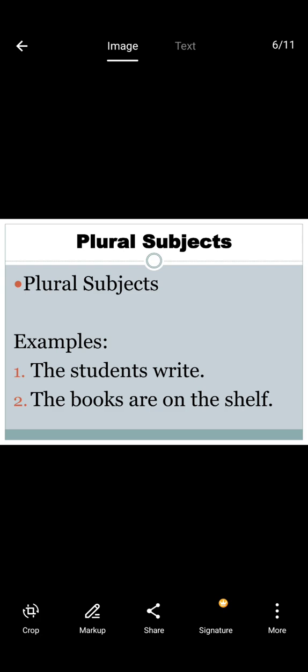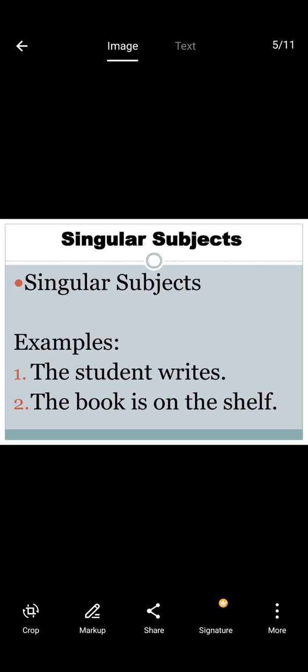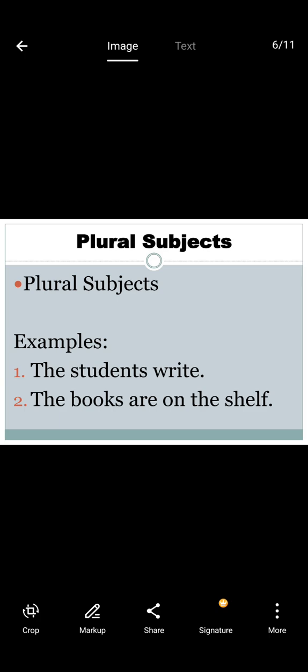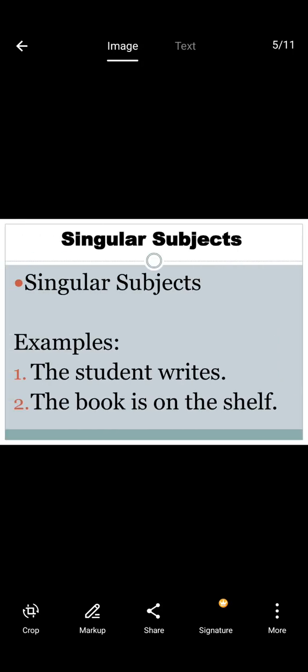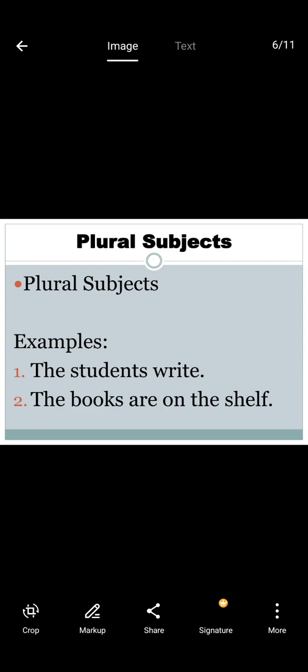And the plural subject, how it agrees with the verb: the students write. See, the previous one was the student writes because the subject is singular, but here the subject is plural, they, and they cannot take s or es in the main verb, so writes changes into write. The students write. And the second sentence, the books are on the shelf. In the previous slide, the book is on the shelf because the book is singular, and in this slide the books is plural, so the books take are.